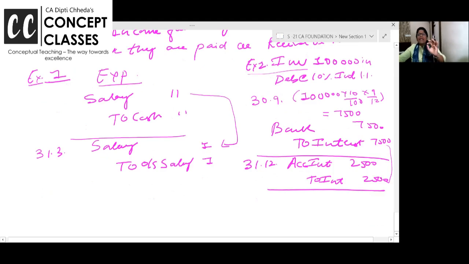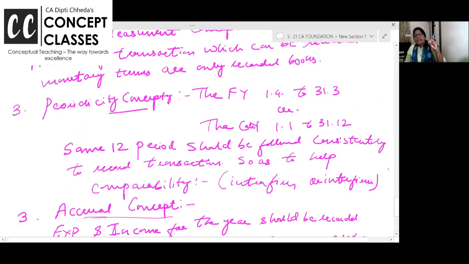10,000 income has accrued? No. 1 lakh rupees debentures you have invested at 10%, so 10,000 income has accrued. So 10,000 should go in income. Bank may, if you have received 7,500, this accrued interest is receivable. You can write here CA. This will go into current asset.